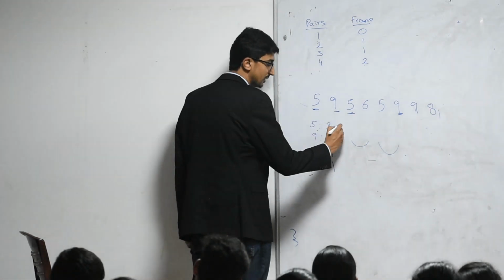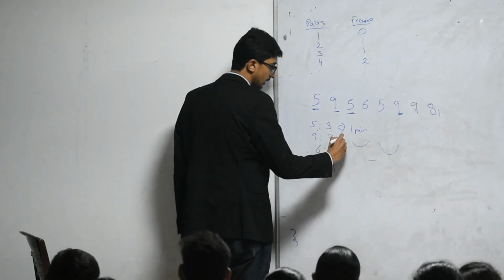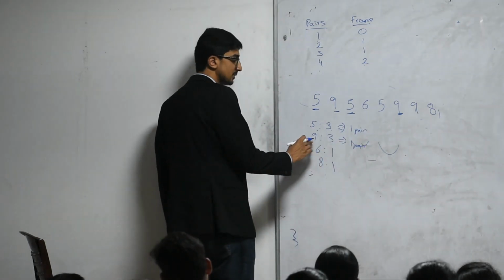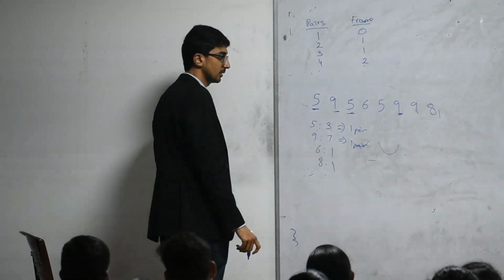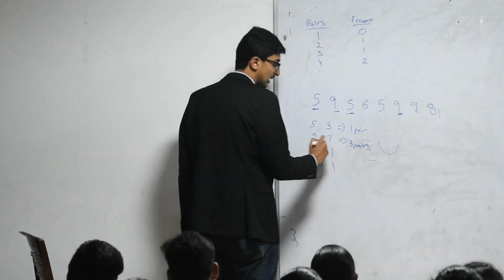Yeah. So from 3, I can say there is 1 pair. And here I can say 1 pair. All right. Let's say this 9 was occurring 7 times. How many pairs are there? 3 pairs are there. Right. So now it will become 3 pairs if 9 was occurring 7 times.